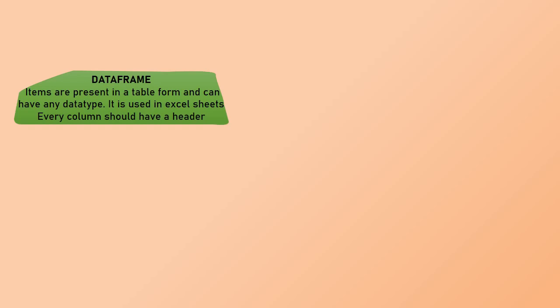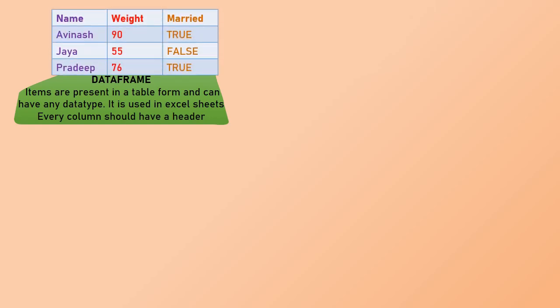Data frame is one of the most used data structures you will come across since it is used in Excel sheets. Here data is presented in a tabular form and can have multiple data types, but each column can have only one data type, and each column should have a header like name, weight, etc. In the data frame, we have character data type in name column, numerical data type in weight column, and logical data type in married column.